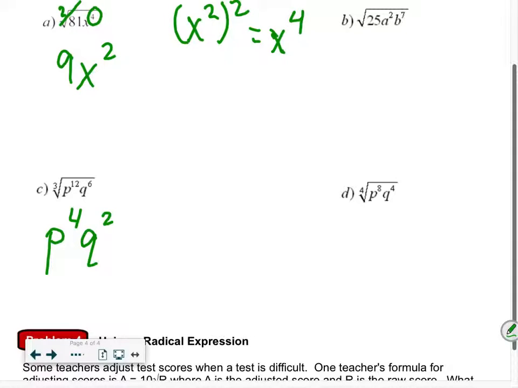Just give P to the 4th, Q to the what? Nothing. Q to the nothing. How about Q to the 1? Wait, isn't it P to the 2nd? Yeah. 4 divided by 4? Q to the nothing. No, 8 divided by 4 is 2. Yeah, that's what I said. Did it? Yeah, P. Goodness gracious.